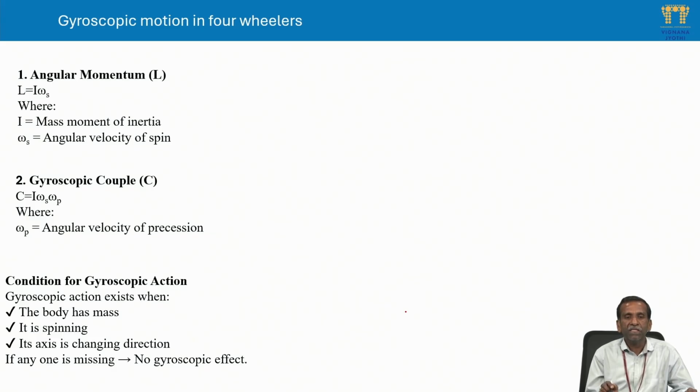So, conditions for gyroscopic action. Gyroscopic action exists when the body has some mass and it is spinning, that is, spinning masses are rotating about an axis, and we give a change in the direction of the spinning axis along with the rotating bodies. That is called precession. That also must exist. Then there will be a gyroscopic effect. If any of these is missing, there is no gyroscopic effect. I think you are able to understand up to this.